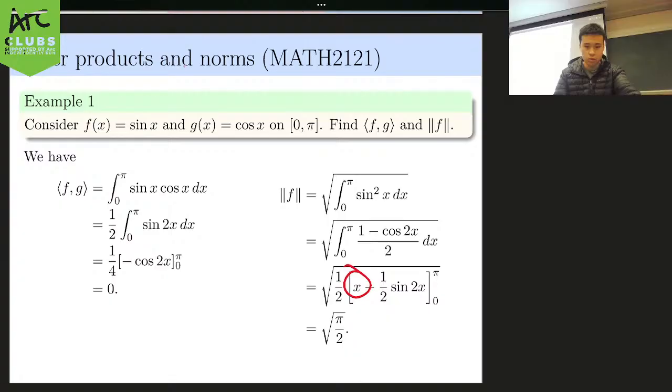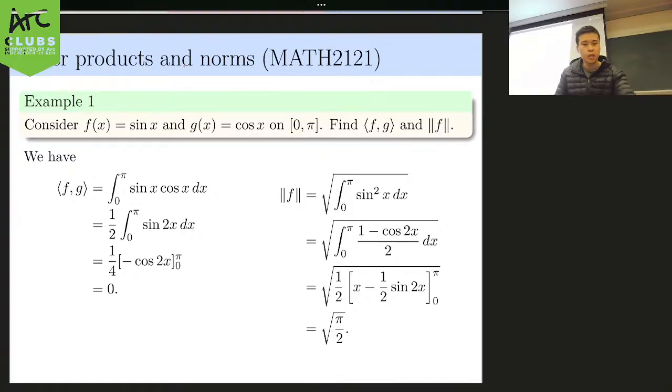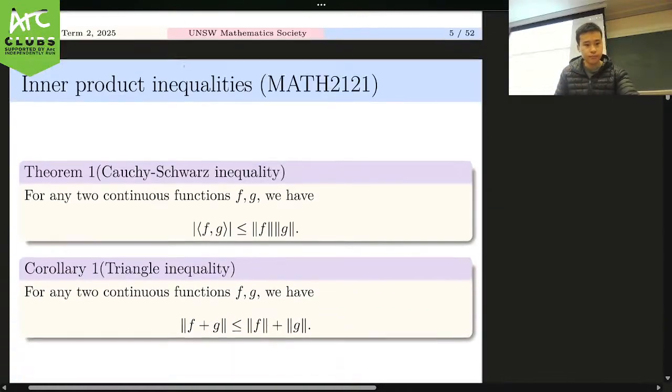So that's x on 2, and then for this one, that is half sin 2x. When we put in 0, it's 0 anyway, but if we put in pi, this will go to 0, but this will go to pi. So the inside will just be pi on 2. When you take the square root of that, it's going to be the square root of pi on 2. So that's the norm of f over these boundaries.